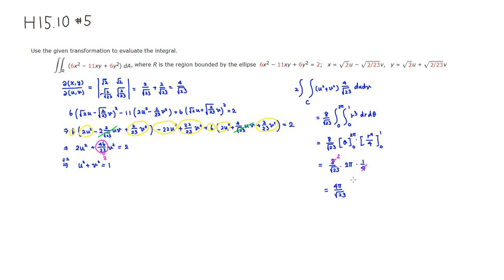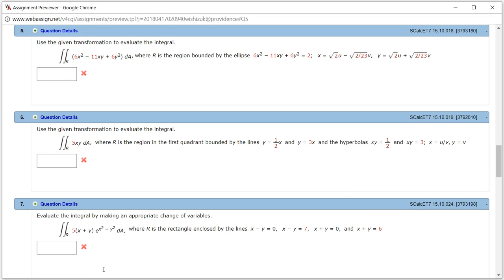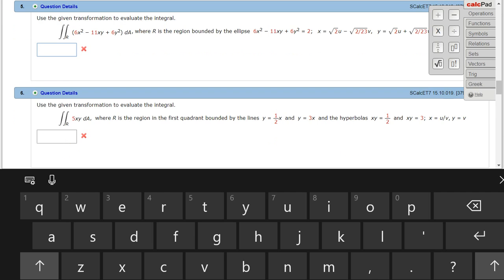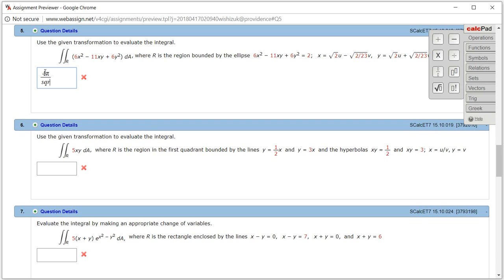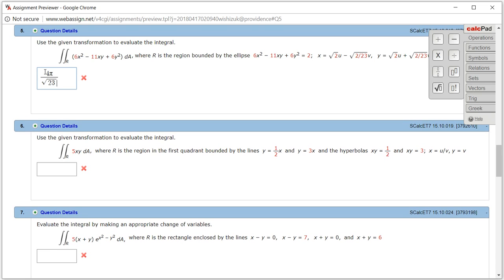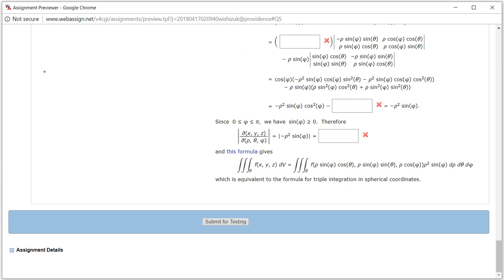So let's type it in. We have 4 pi over square root of 23. Let's submit for testing.